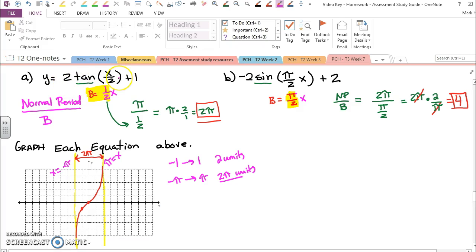This says 2 tangent of x over 2. So that means I double or stretch my function vertically. So instead of going over pi over 2 up 1, I'm going to go twice as tall. And same thing, down twice as tall, and so I'm looking like this. And I'll erase the original red that I had.